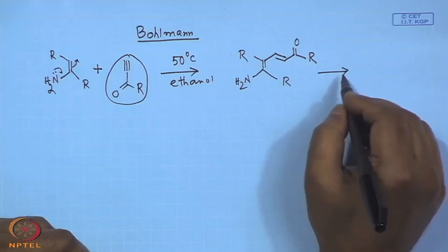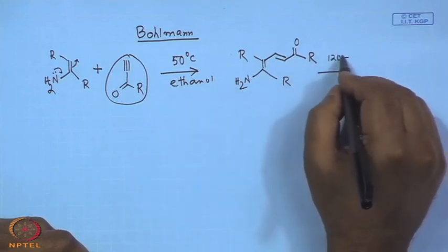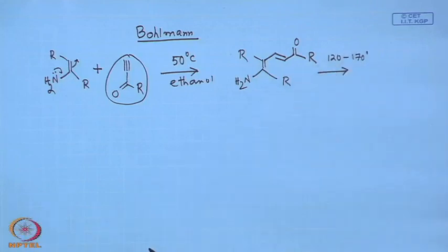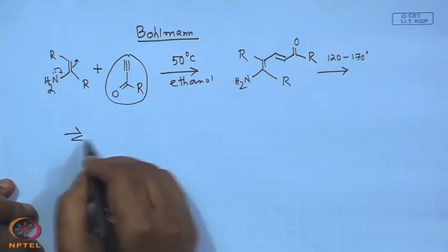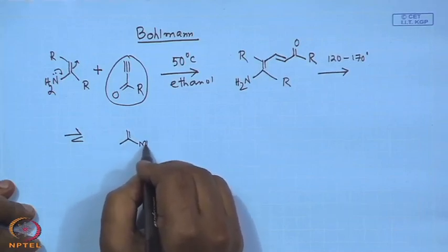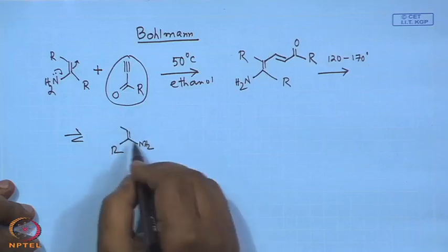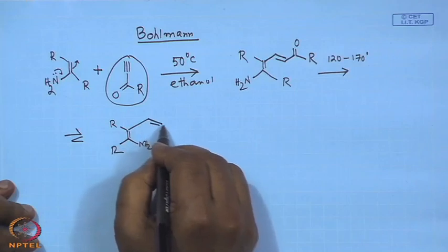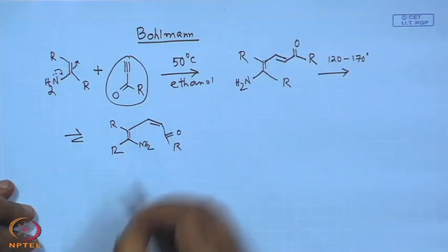So, this was the original condition. Then this intermediate is heated at 120 to 170 degree centigrade. You can guess what happens under the reaction conditions. It gets isomerized to the right direction. That means the amine now comes to the other side, and then this trans double bond now goes to the cis double bond, and so you have this system.